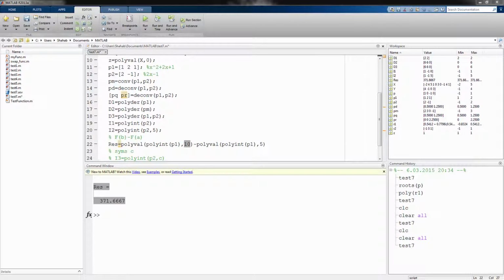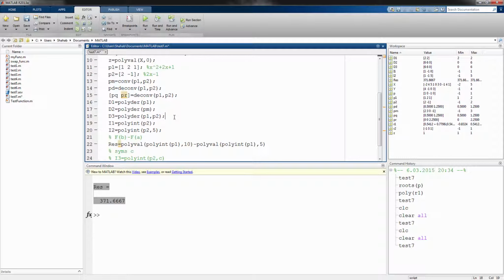Now we will see a few more examples of different functions in MATLAB in the next lecture. I would like you to go and practice a little bit about these functions that you have learned, and I'll be seeing you in the next lecture.